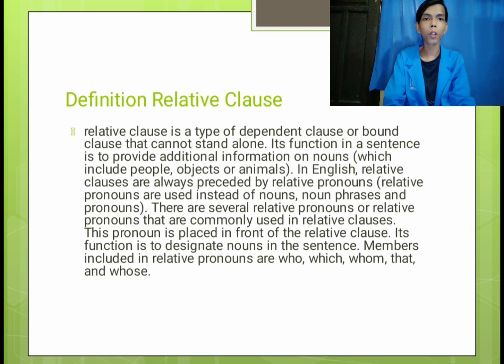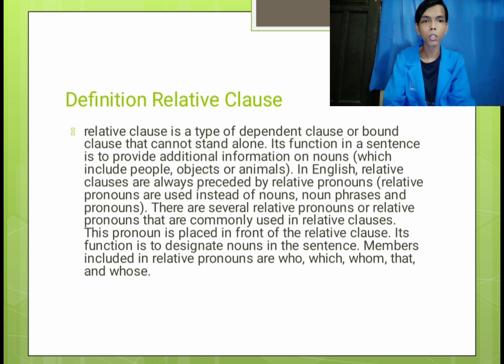Definition of relative clause. A relative clause is a type of dependent clause or bound clause that cannot stand alone. Its function in a sentence is to provide additional information on nouns, which include people, objects, or animals.